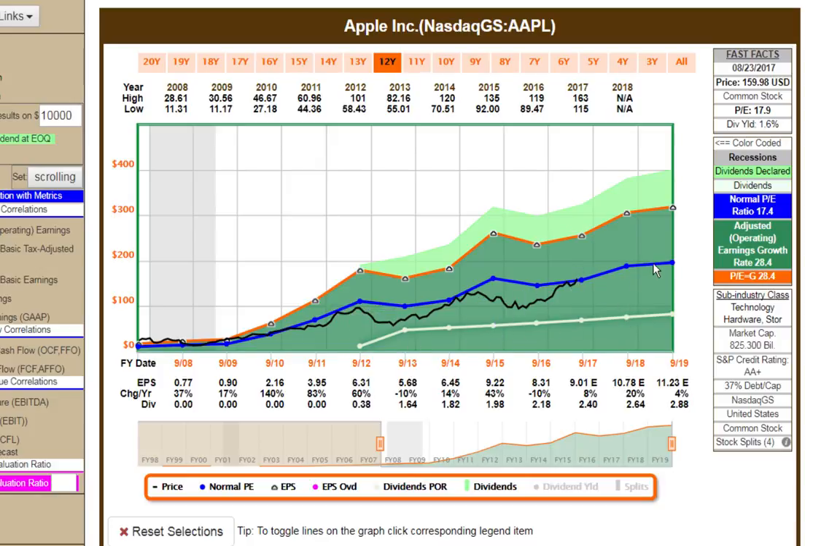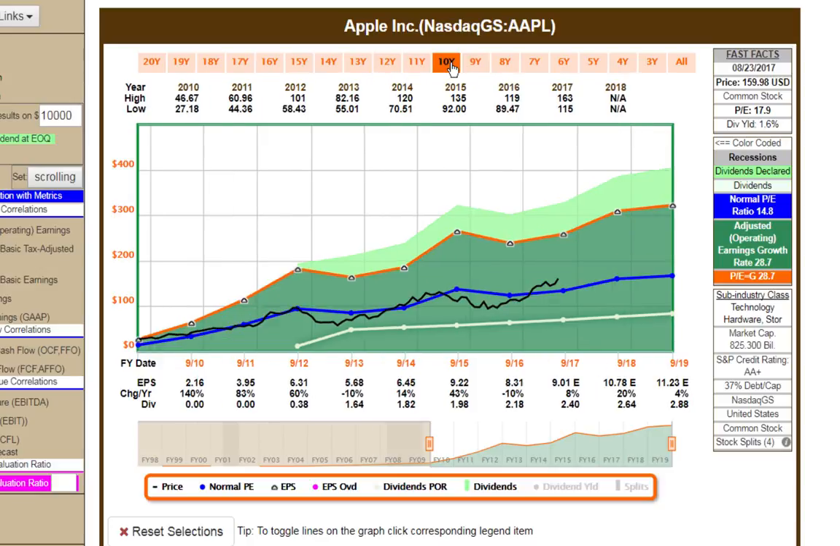But this is strictly a reference. I want to make that clear because obviously during this period the PE of Apple was much lower than the normal PE of 17.4. And as you change these time frames, these numbers are dynamic and they adjust. So that also helps you determine things like whether earnings are accelerating or decelerating, etc.